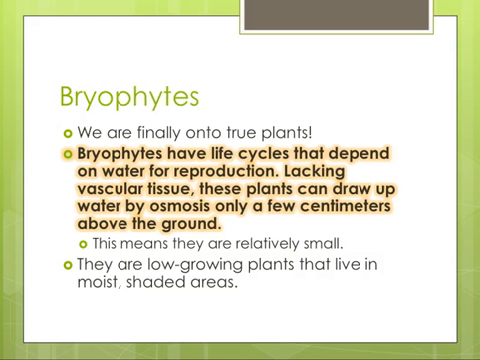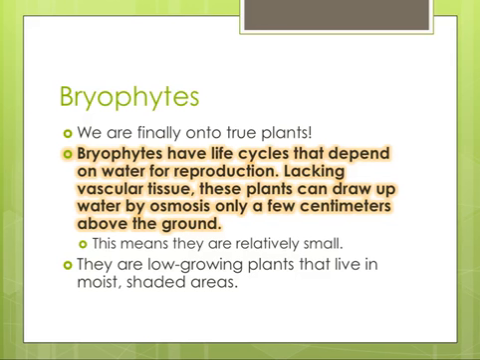And this is the definition of what a bryophyte is. Bryophytes have life cycles that depend on water for reproduction. Lacking vascular tissue, these plants can draw up water by osmosis only a few centimeters above the ground. This means that they are relatively small. They are low-growing plants that live in moist, shaded areas.